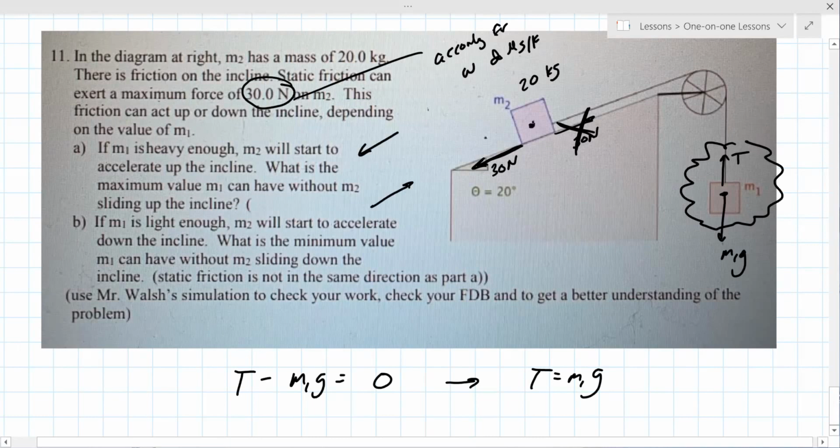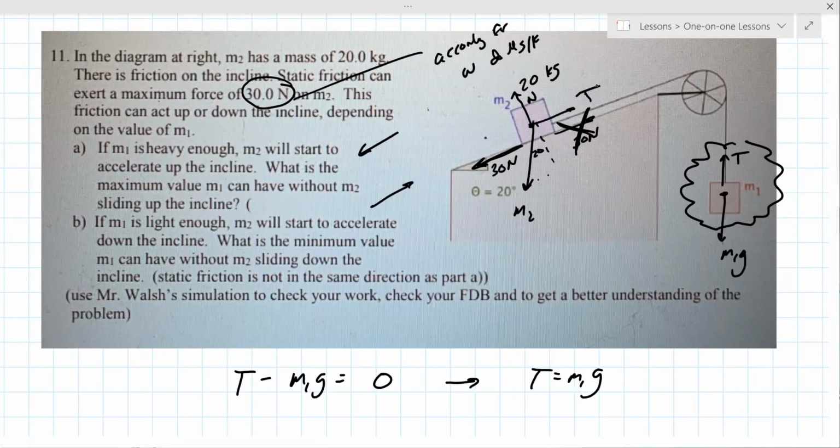So for M2, you have M2G down, but it creates this triangle. You have your normal force up and your tension to the right. What some students do is they actually immediately write M1G up here because that's what it is. It's from this other part of it.